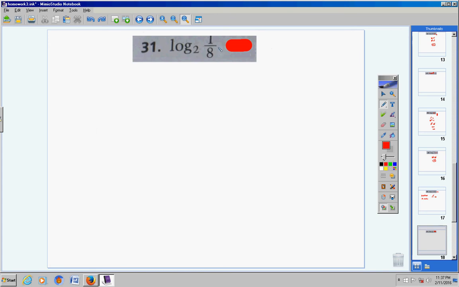Okay, we do not know the answer, so we set it equal to x. Alright? Here's my base. I raise that to the x power equals my argument 1/8. Now, I have a 2 and an 8, so I'm thinking, this 8 right here is the same thing as 2 to the third power, 2 times 2 times 2. That's a 1 right here. So I'm getting a little closer.